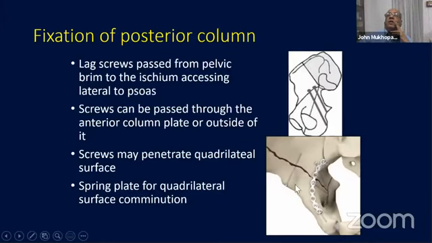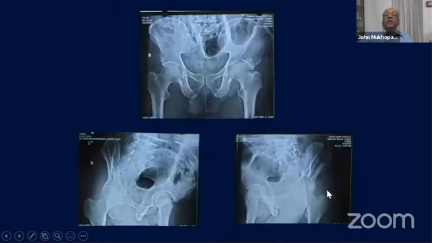Sometimes it may penetrate the quadrilateral surface, so you have to be careful. The other way is to put a spring plate, which again Coxon showed last time, is to put a spring plate across here and down here so that it buttresses the quadrilateral surface. So just go through some examples.